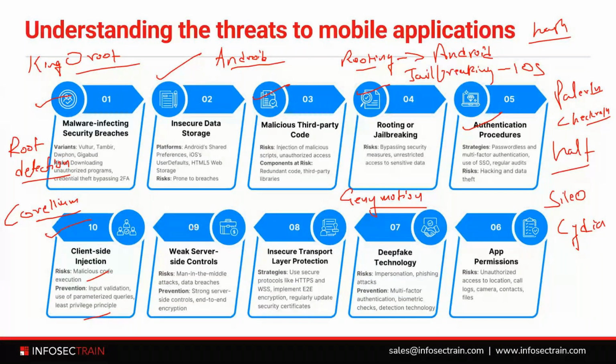Then we have weak server side controls, so man in the middle attacks can happen, like we have not implemented encryption, right? So strong server side control should be there, end to end encryption should be there, right? Insecure transport layer protection, so you are not using HTTPS protocols, right? So you have to implement the encryption properly. Regularly you have to update the security certificates of your application, right?